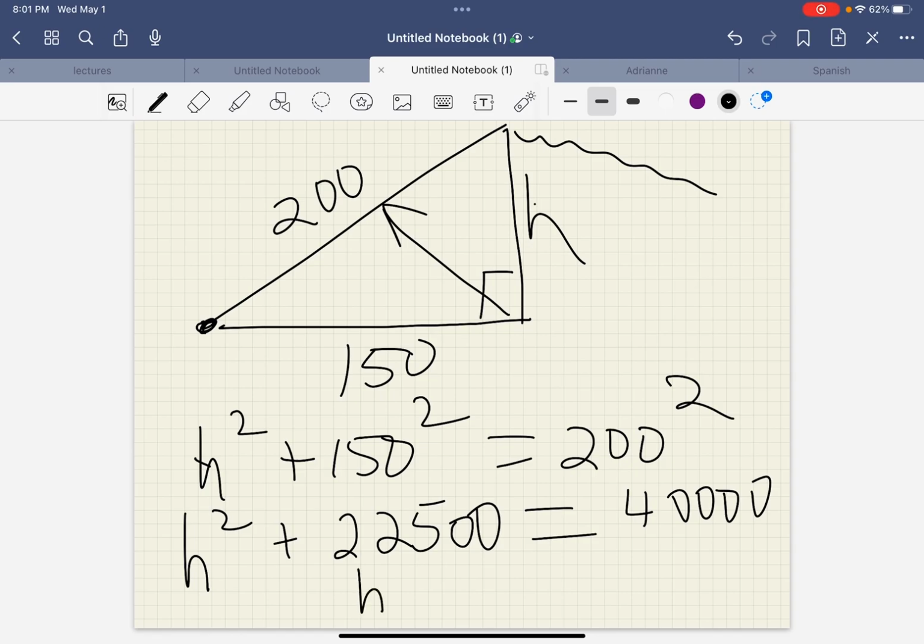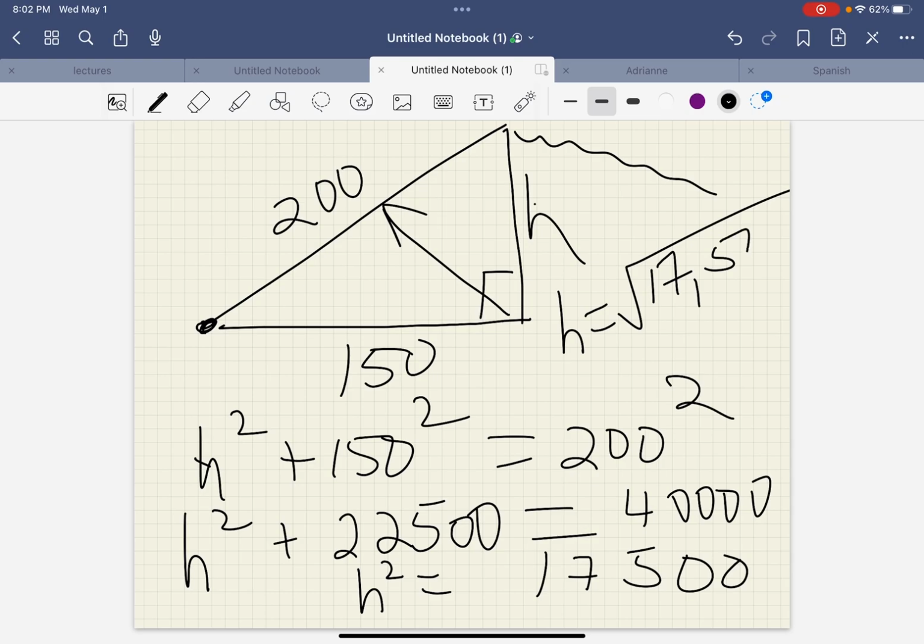So if we subtract, we get h squared is equal to 0, 0, 10 minus 5 is 5, 9 minus 2 is 7, and 3 minus 2 is 1. So it's 17,500. Now here again, we're not using calculators. So you can just leave it at that. You can see in the book that it's approximately 132 feet, but we're not going to use a calculator. So you would just leave your answer as the square root of 17,500, and that will be acceptable. We're not going to use calculators.